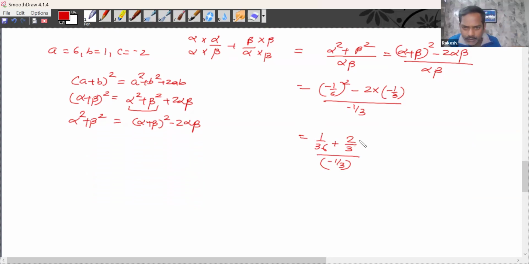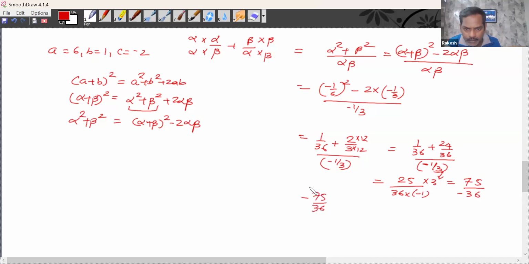So we have to multiply with how much? 12. So here it will be 12. Here also it will be 12. So this would be 1 by 36 plus 24 by 36, whole divided by minus 1 by 3. The numerator would be 25 by 36, and here it is minus 1 by 3. So we can bring 3 on the numerator. So here it is minus 1, and this 3 will go here. So which is equal to 75 divided by minus 36, or minus 75 by 36, right? So this is the value of this thing.